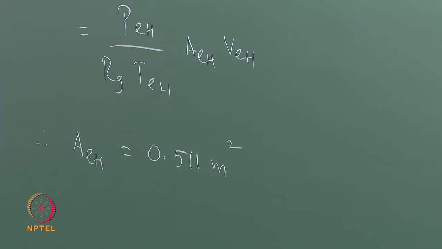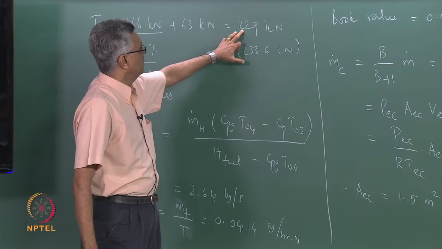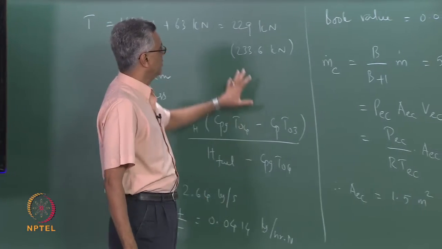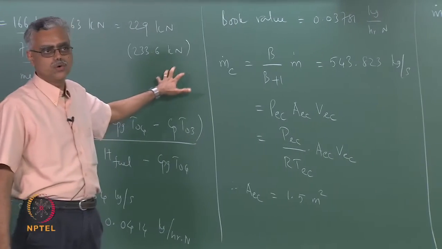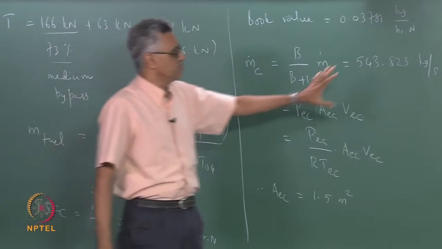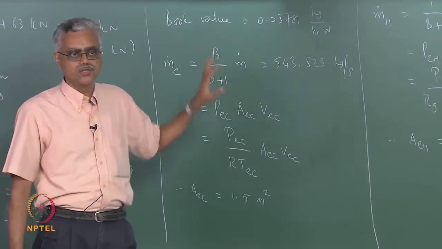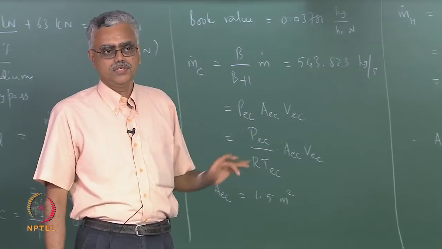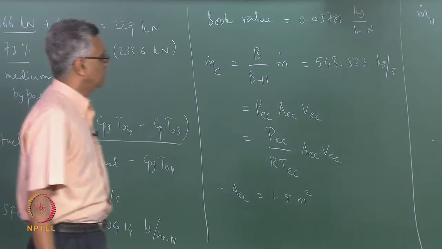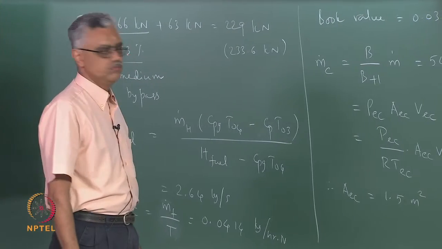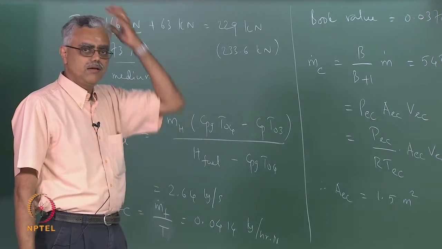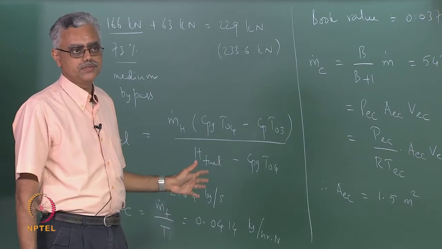Now, since the calculated value of thrust and the TSFC agree reasonably well with what the manufacturer quotes, we believe that these areas are correct. This is what the actual values are. So we have faith in these areas and we will assume that these are correct. And this is important as it plays a role later on in what we are going to do. Okay. So this completes the calculation procedure for static conditions.